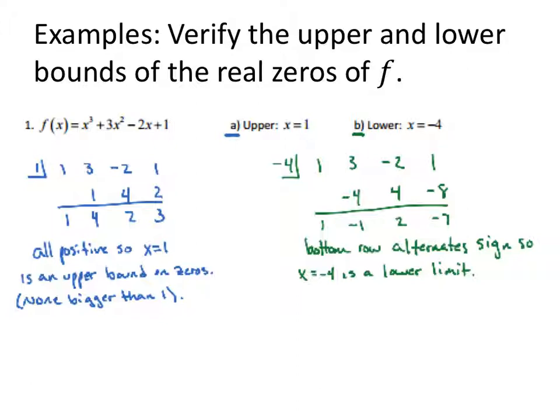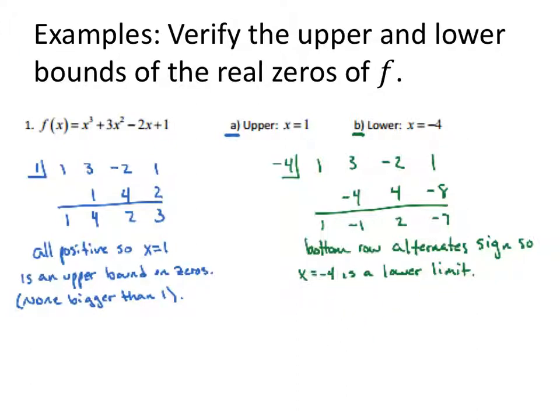I'm going to start looking at fractions and negative values. Let's see, is negative 4 a lower bound? I'm going to do synthetic division by negative 4. My results in the bottom row are 1, negative 1, 2, and negative 7. My bottom row alternates sign, so x equals negative 4 is a lower limit.